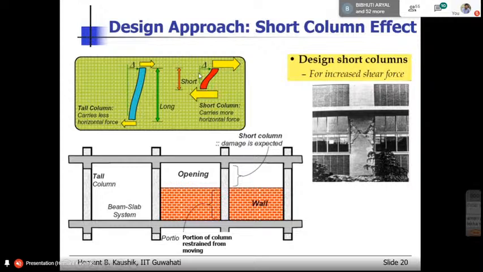Now what happens with this long column, if you remember, what is the shear? The M by L, right? So L is long, so shear will be less. In this case, since the length reduces, the shear becomes too large, right? So the horizontal force here is large, therefore you have this damage, right? So whenever you have partial height walls, you have this short column effect. So how to handle them?